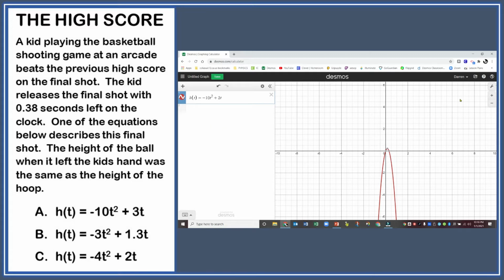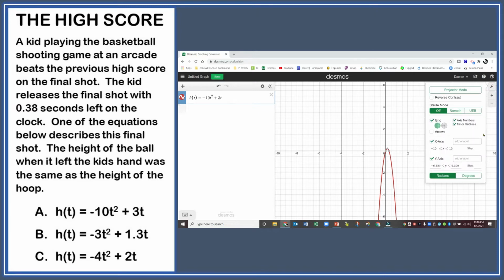If you go to the Desmos calculator and you click on the wrench, it will let you add a label for the x-axis. So our x-axis is going to be time, and it will let you add a label for the y-axis. Our y-axis is going to be height.